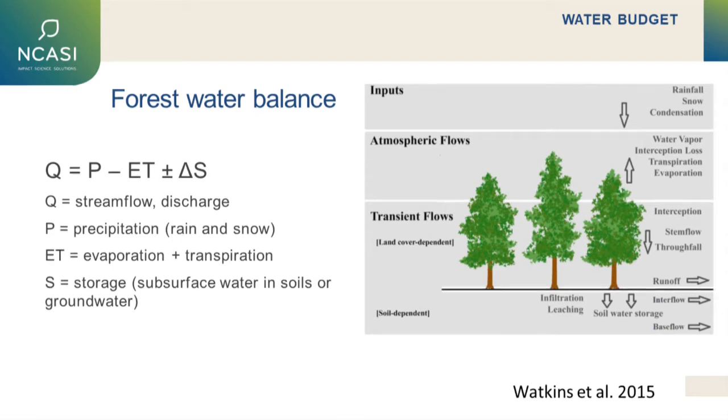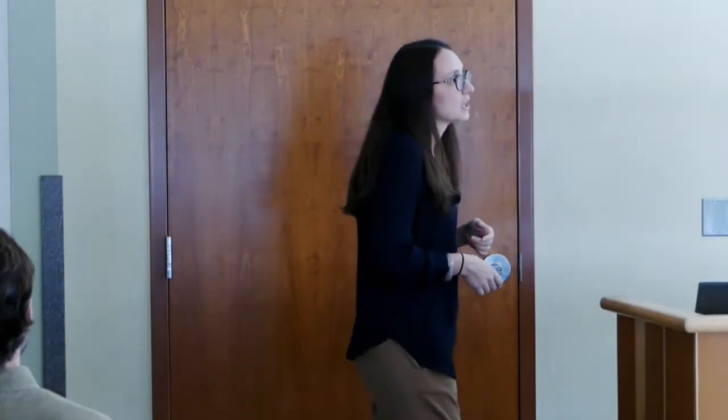And so evaporation is from all surfaces in the ecosystem, so that includes water stored that's intercepted by tree canopies that can evaporate to the atmosphere, as well as evaporation from surfaces on the forest floor. And then the other component, which can be a plus or a minus depending on the system, is subsurface storage. So storage components for water include water that's stored in soils, so in upper layers of soils, but also in deeper groundwater locations.